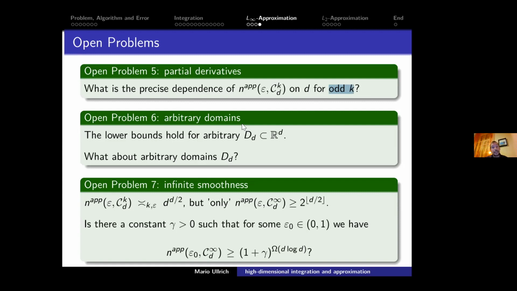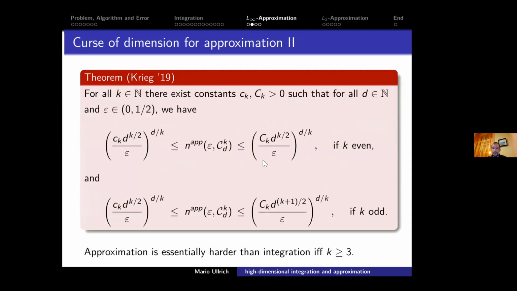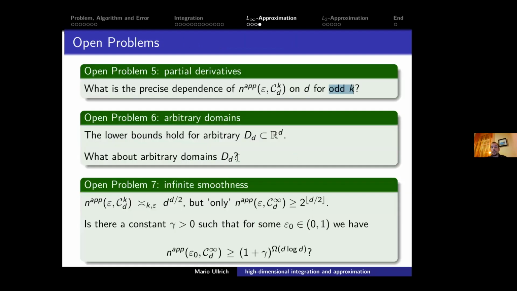The second one, which I again think is very important, is on arbitrary domains. It's the same as before. The lower bounds hold for arbitrary d, arbitrary sets D. The upper bounds again use the structure of the cube. Again, we use product rules and all these things. So we do not know if these upper bounds also hold for general domains. And I think this would be interesting. In the same way, you could ask for these asymptotic constants and so on for approximation.